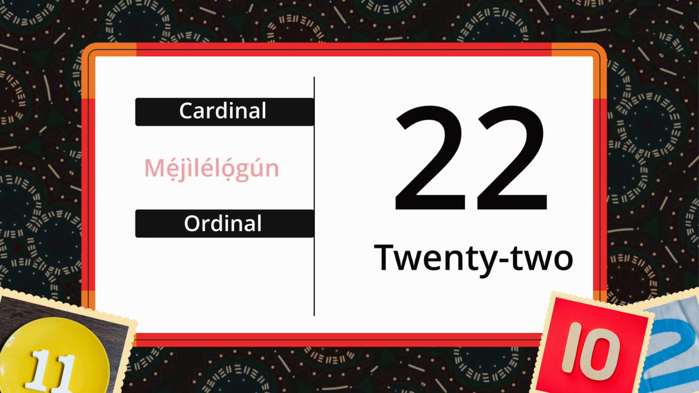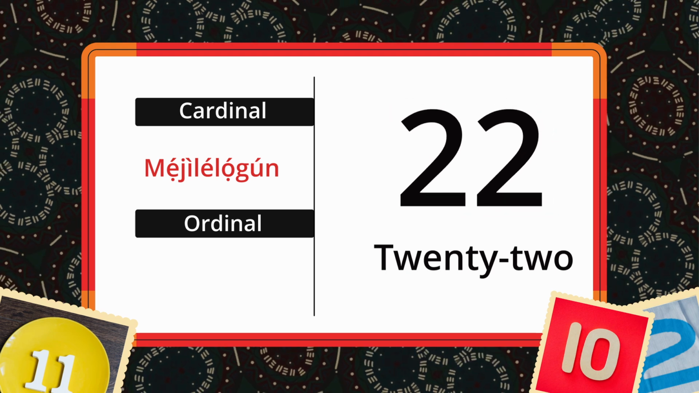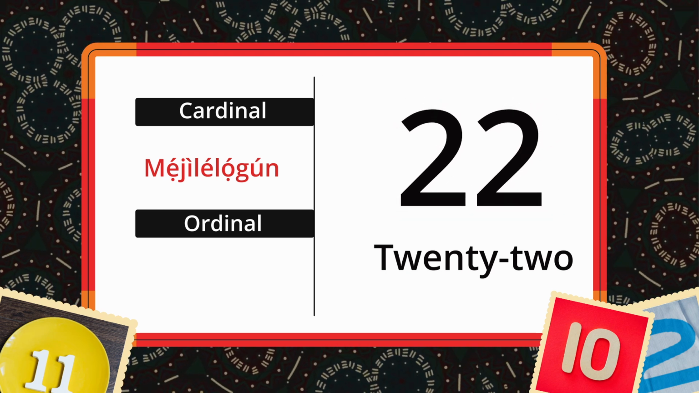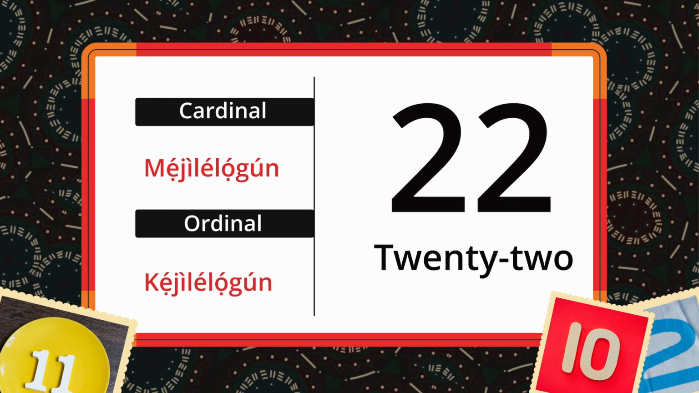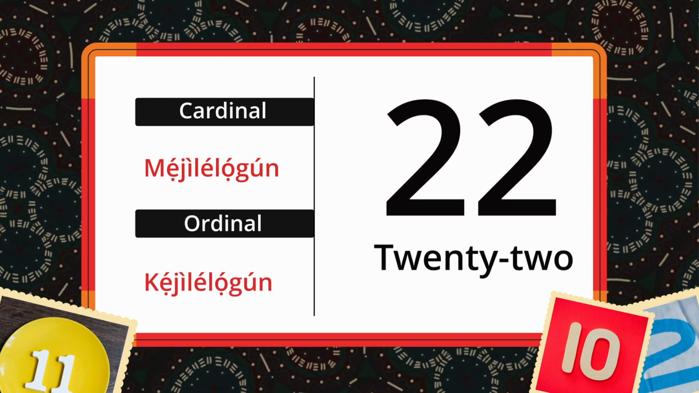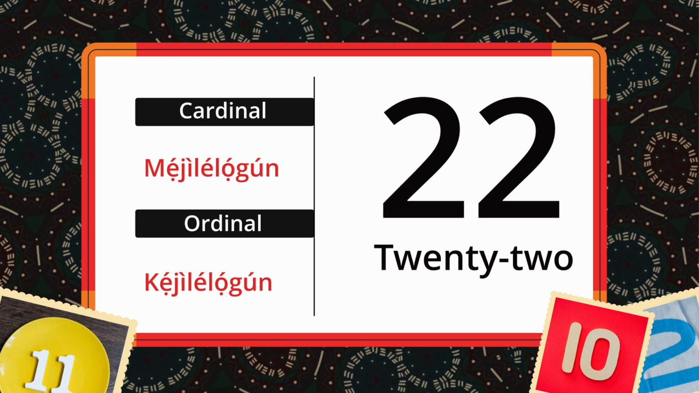22. Méjìlélógún, méjìlélógún. You can also say kejìlélógún, kejìlélógún.